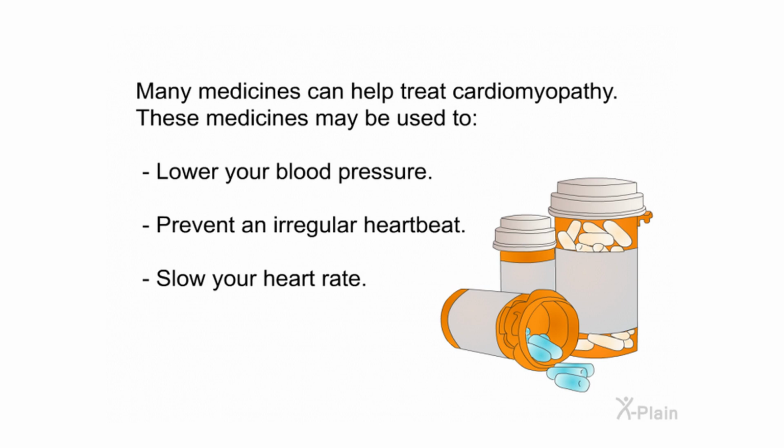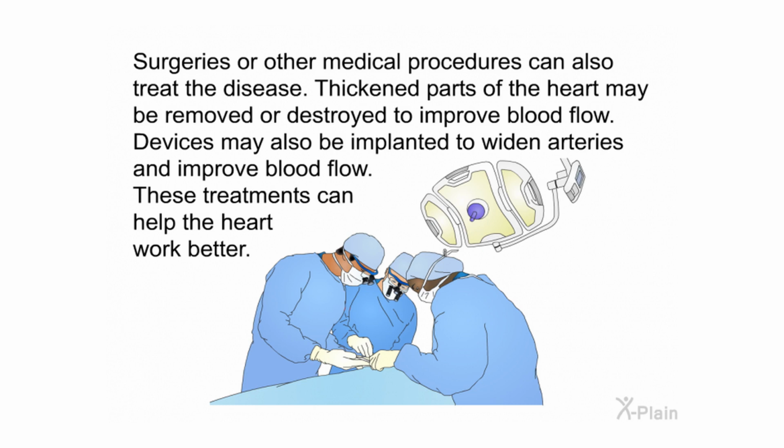Many medicines can help treat cardiomyopathy. These medicines may be used to lower your blood pressure, prevent an irregular heartbeat, slow your heart rate. Surgeries or other medical procedures can also treat the disease. Thickened parts of the heart may be removed or destroyed to improve blood flow. Devices may also be implanted to widen arteries and improve blood flow. These treatments can help the heart work better.